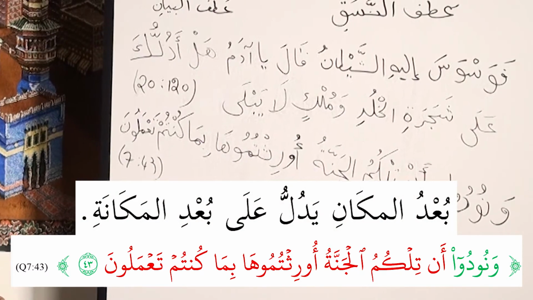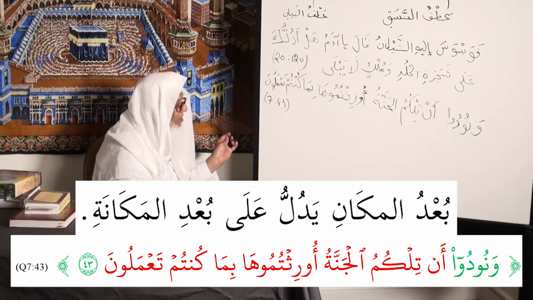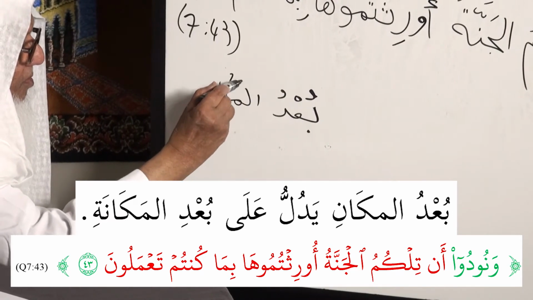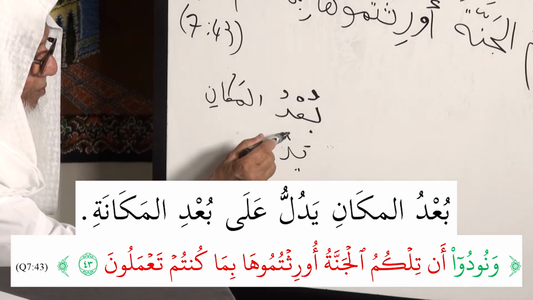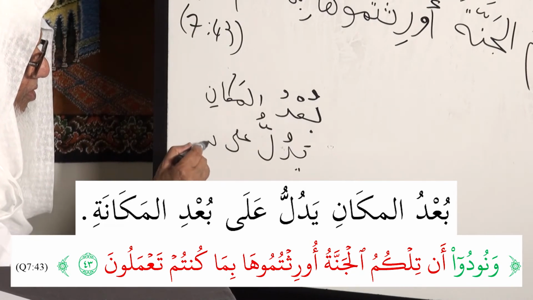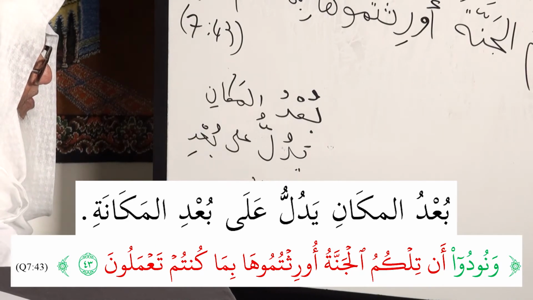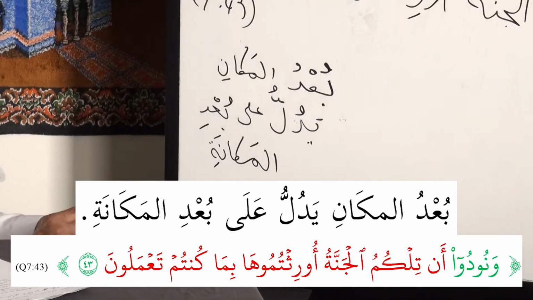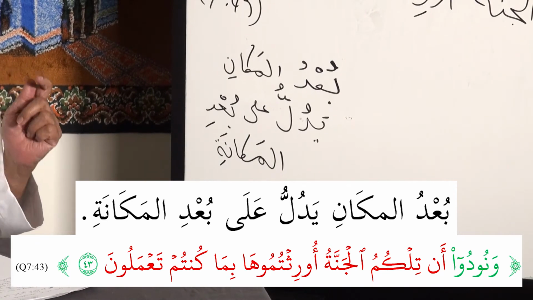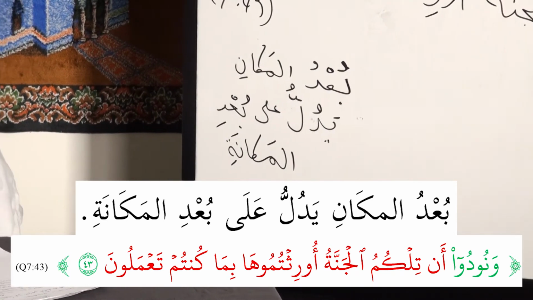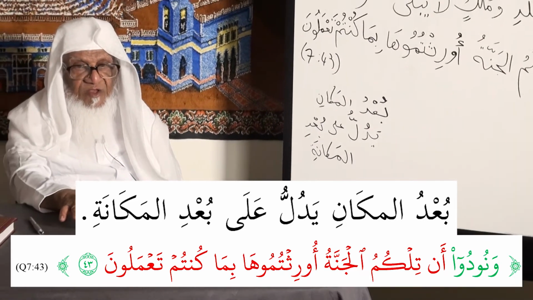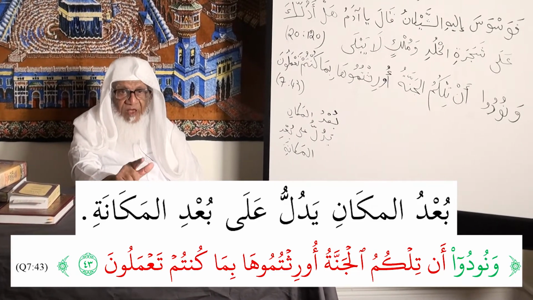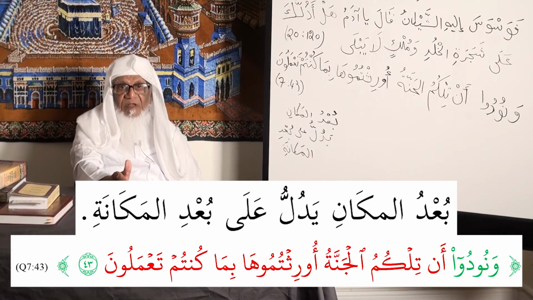بُعْدُ الْمَكَانِ يَدُلُّ عَلَى بُعْدِ الْمَكَانَةِ. You know, makana is status, position. Makan is place. So, bu'dul makan, the distance in space points to the distance in the position, in the status. So, when we say dhalika, we mean to say that he is a respected and very honored person.